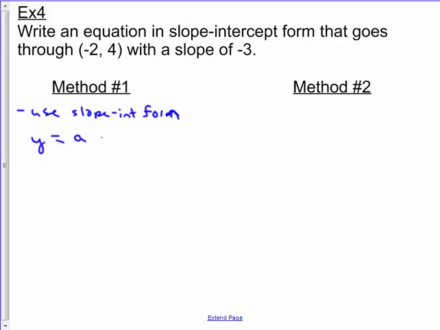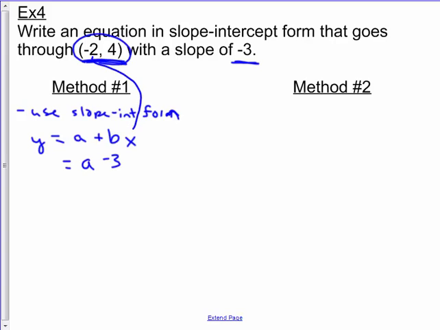The first method, I'm going to use slope-intercept form. So remember, slope-intercept form is y equals a plus bx. I have a point, and I have the slope. So I need to figure out what my a is. Now my slope is negative 3. I know that goes there. And my a is there. That's what I'm looking for.